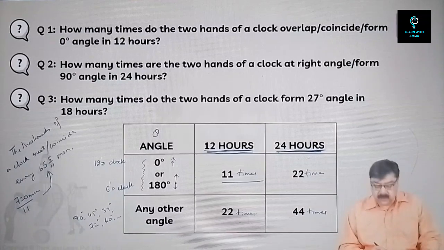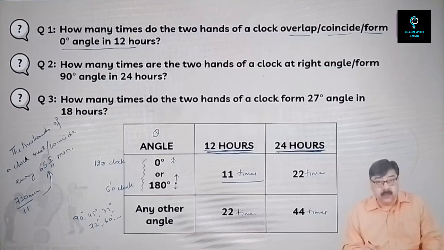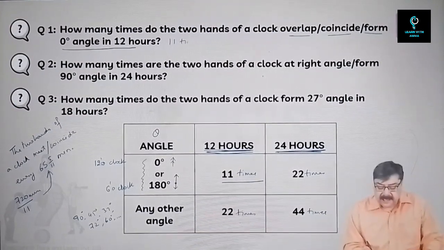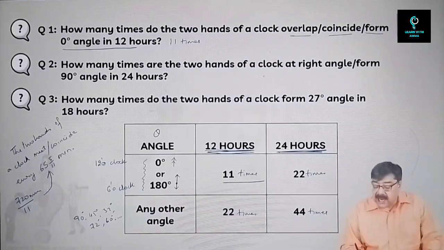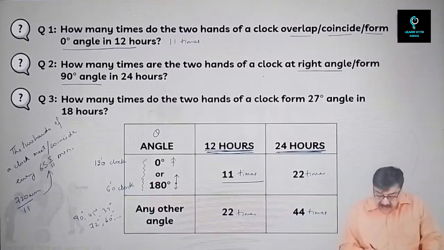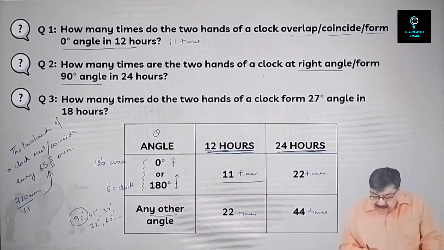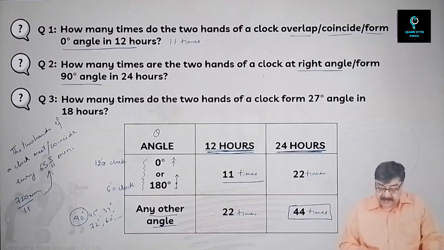Now let us answer these questions. How many times do the two hands of a clock overlap, coincide or form 0 degree angle in 12 hours? Well, 11 times. How many times are the two hands of a clock at right angle or form 90 degrees angle in 24 hours? 90 degrees, as we can see, is any other angle. In 24 hours, it is formed 44 times.